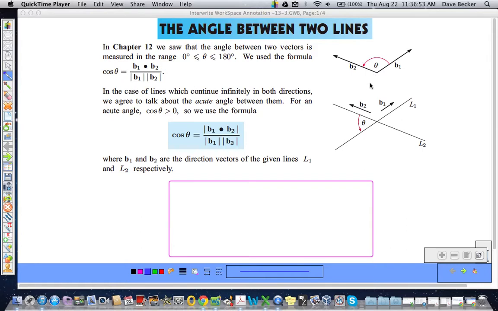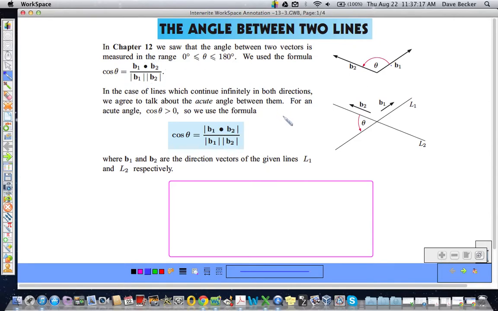And it was very simple because if you have an angle between two vectors, it always had a vertex from which the angle was formed. So the angle could be acute or it could be obtuse. So this formula worked great.